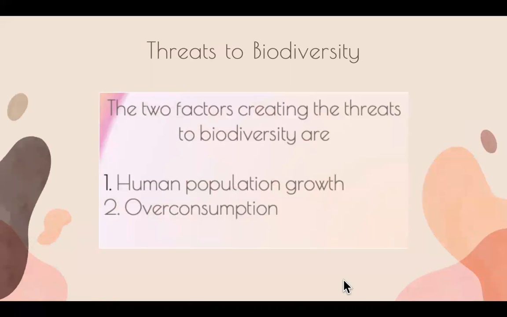So there are two main factors that are leading to biodiversity losses, and those factors are human population growth and overconsumption. Now, human population growth, our population has been growing exponentially ever since around the Industrial Revolution, meaning that we are using more and more resources, and we're not using them in a way that allows them to be maintained or replaced. Also, overconsumption. Now, this is a huge issue in developed countries. In the US, we have one of the highest consumption rates in the world.